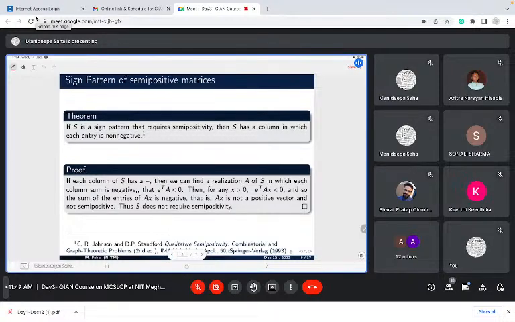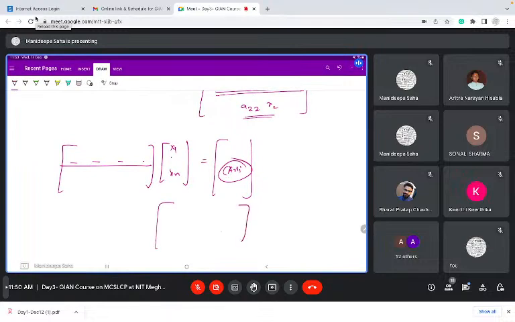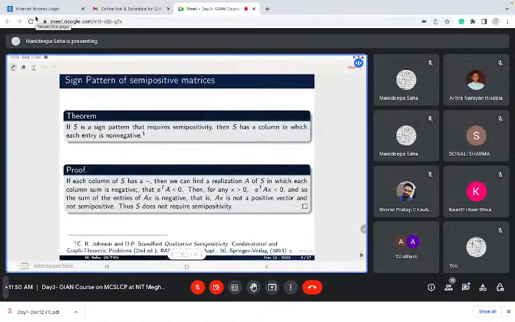Now it's about the requires. It says that if S is a sign pattern that requires semi-positivity, so that means if we consider any matrix which has the sign pattern S, then that should be semi-positive. Then S has a column in which each entry is non-negative. So that means the sign pattern should have one column consisting of either plus or 0. No, it cannot contain any negative sign.